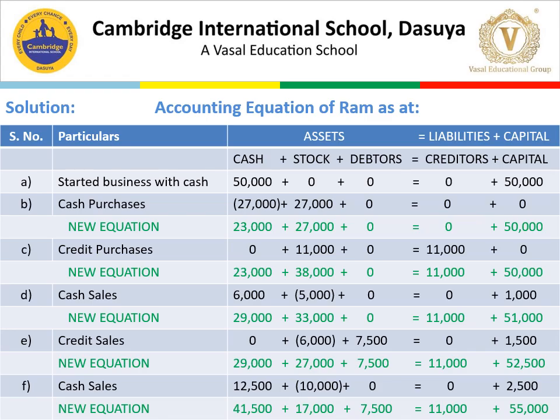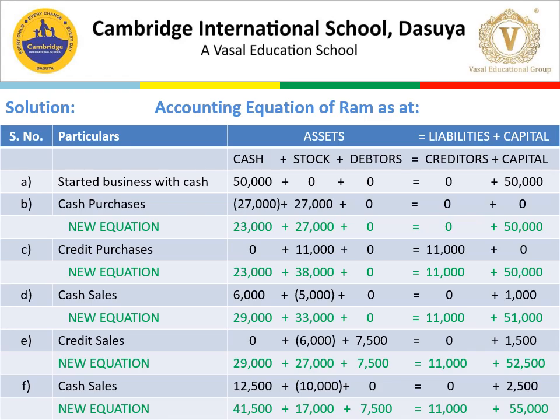Next is cash sale, which is given in the question, goods worth rupees 5,000. So 5,000 we will deduct from stock and 6,000 we will add in cash. The final effect of rupees 1,000 as a profit will be added back to the capital. So 6,000 added in cash, 5,000 deducted from stock, and 1,000 added in the capital.